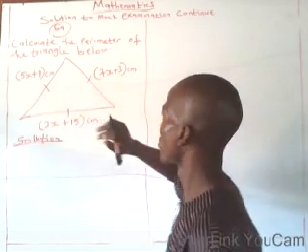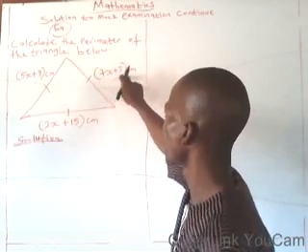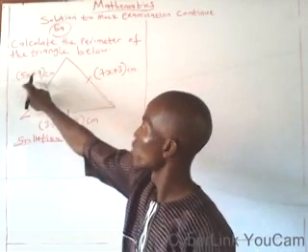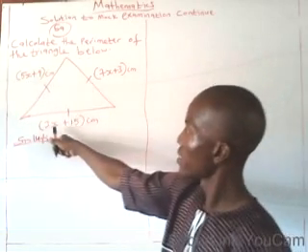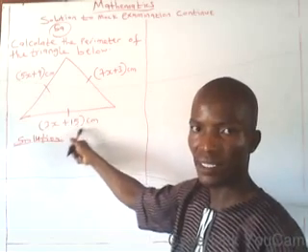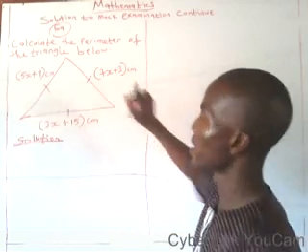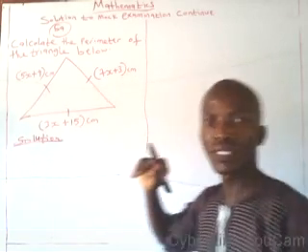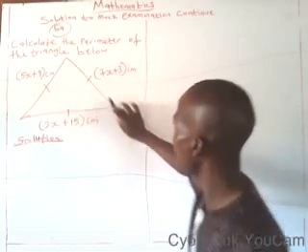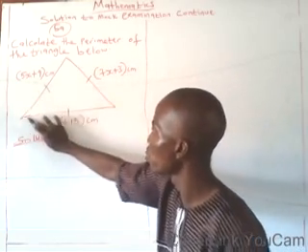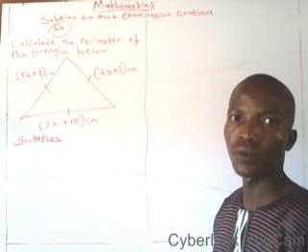You have this triangle with this particular side to be (7x + 3) centimeters, this side to be (5x + 9) centimeters, and this other side to be (3x + 15) centimeters. Now, if you study this question very well, you are going to notice one thing: here is a sign showing that this line is equal to this line, and at the same time also equal to this line, meaning that all the three lines are equal.